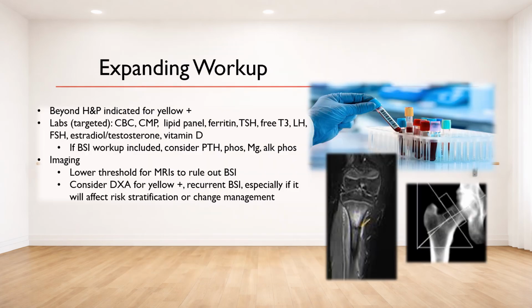When we're expanding the workup, the labs that can help assess low energy availability and bone health include the CBC, CMP, lipid panel, iron studies, thyroid studies, reproductive hormone studies, and vitamin D. If expanding the bone health workup is indicated, say in the case of a bone stress injury, we might include PTH, phosphorus, ALK-Phos, and magnesium to help rule out organic causes for decreased bone mineral density.